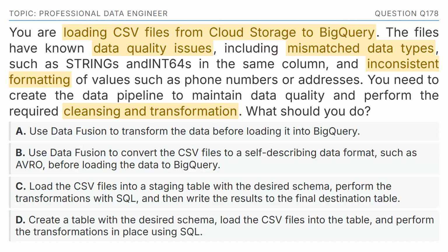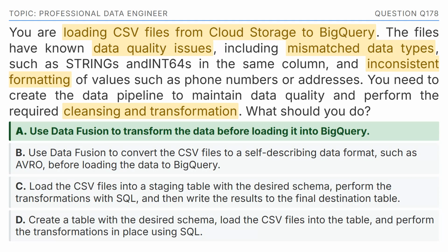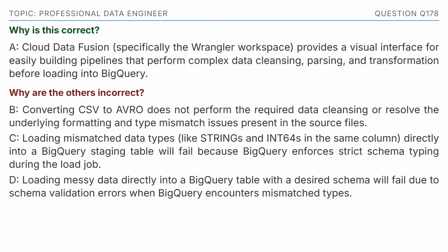To arrive at the correct answer, we focus on the keywords: loading CSV files from cloud storage to BigQuery, data quality issues, mismatched data types, inconsistent formatting, cleansing and transformation. The correct answer is option A, use Data Fusion to transform the data before loading it into BigQuery. Why is this correct? A.